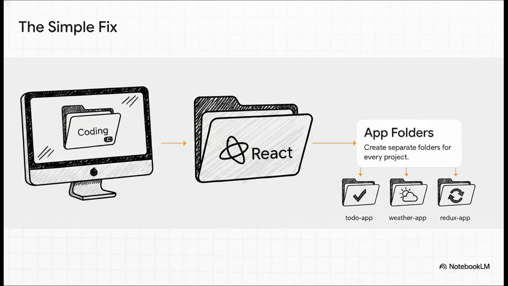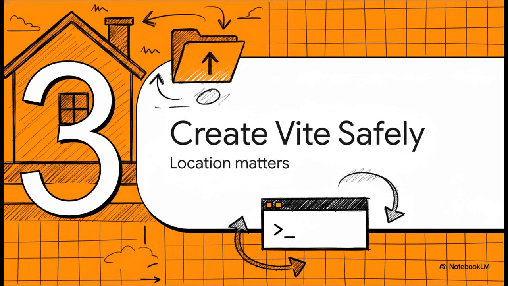Next, inside that main folder, you create subfolders that are totally dedicated to specific technologies, like a React folder. Finally, step 3, inside that technology folder, you create completely separate isolated folders for every single application you build. So your to-do app, your weather app, your Redux app, they all get their own distinct space. By building this logical hierarchy, you guarantee that every single project remains completely isolated, completely safe, and entirely decoupled from the others.